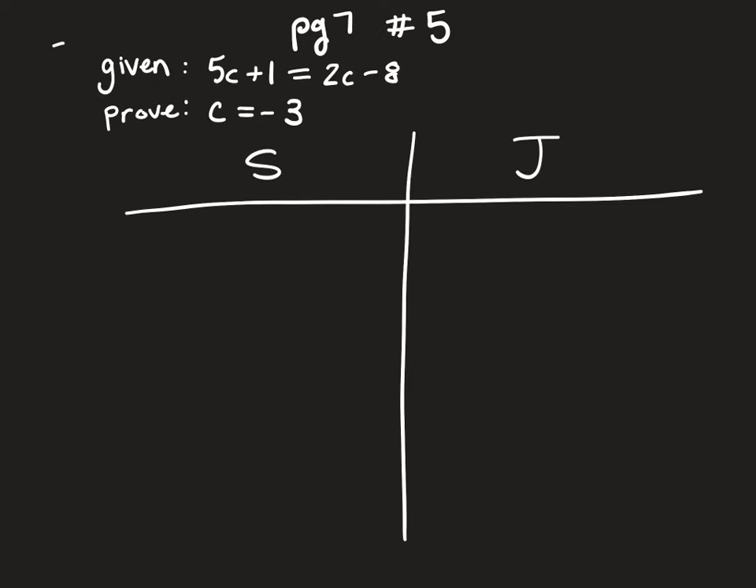So the first one is always what? The given. So we have 5c plus 1 equals 2c minus 8. And so that's our given.